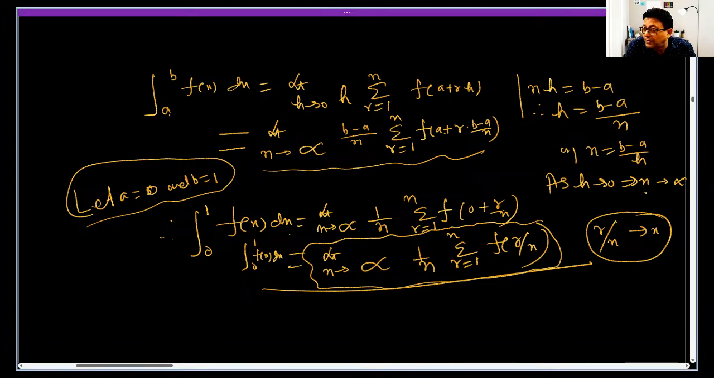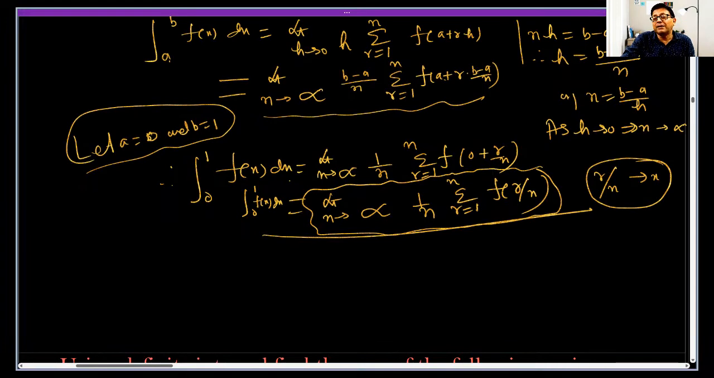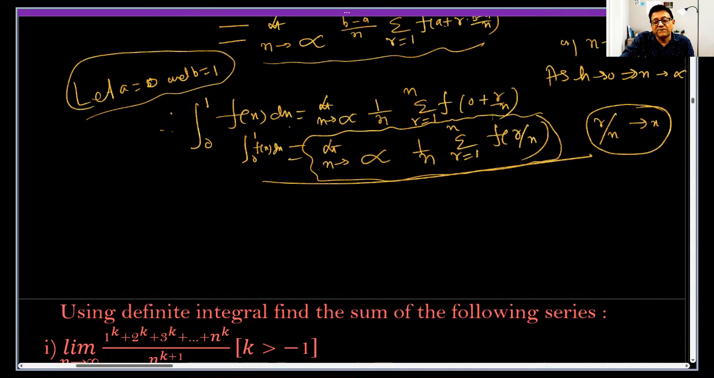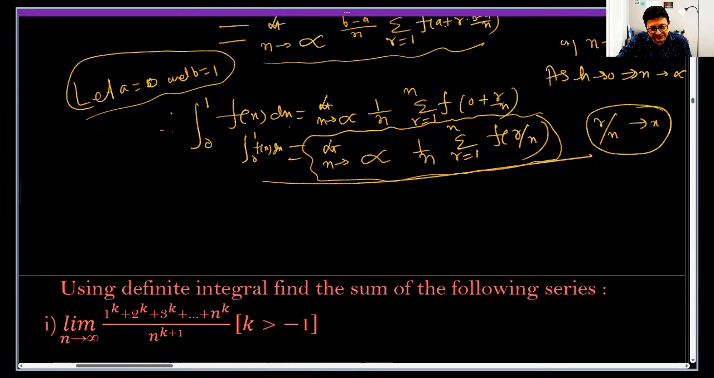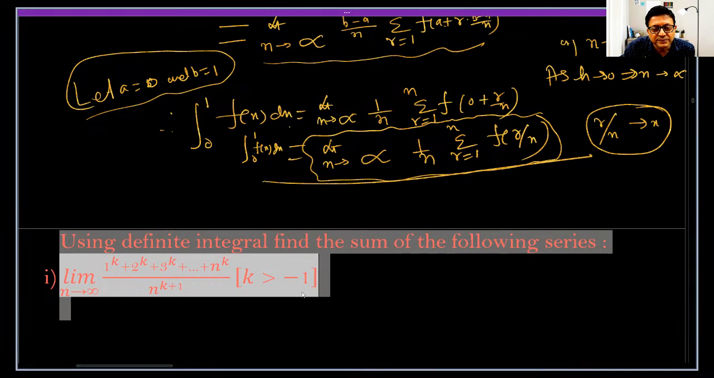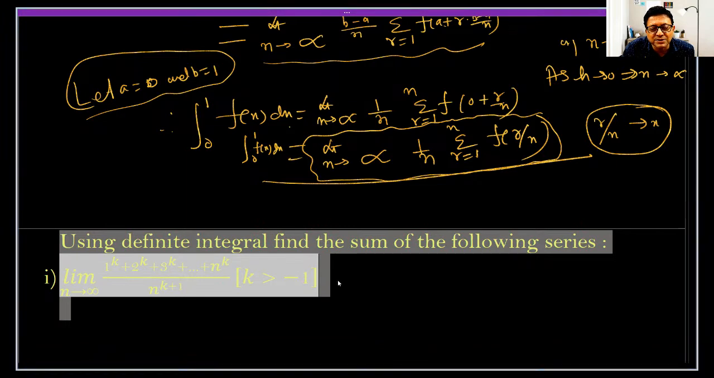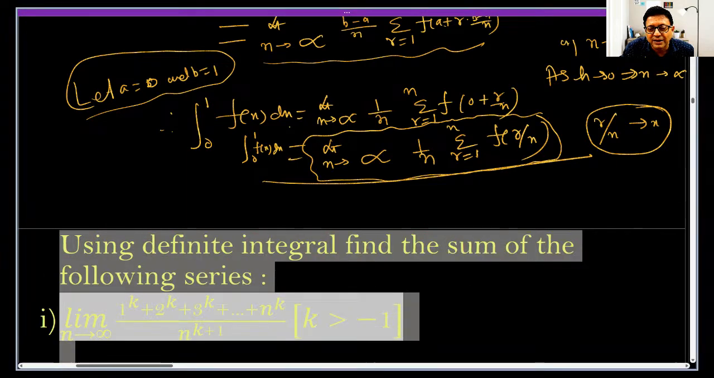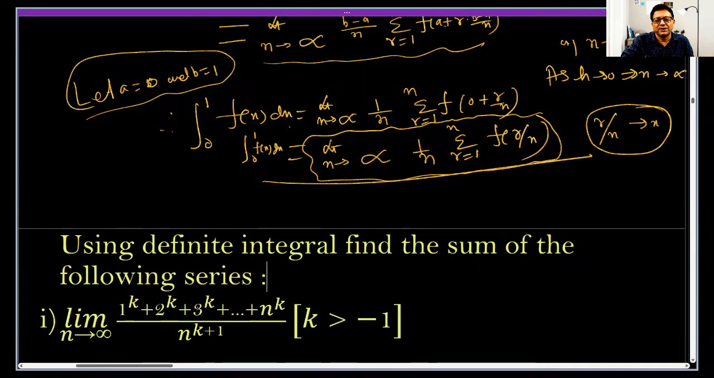So 0 to 1 f(x) dx is limit n tending to infinity, 1 by n, sigma r equal to 1 to n f of r by n. r by n we can replace by x. Let me show you one example. Whenever you get r by n, you will be replacing it by x. Just go through this sum. Can we express it in this form here? Just check this particular sum. Is there any pattern like that? Probably it will be better visible. That's why I am making this one green. It's okay. Can you see it now?